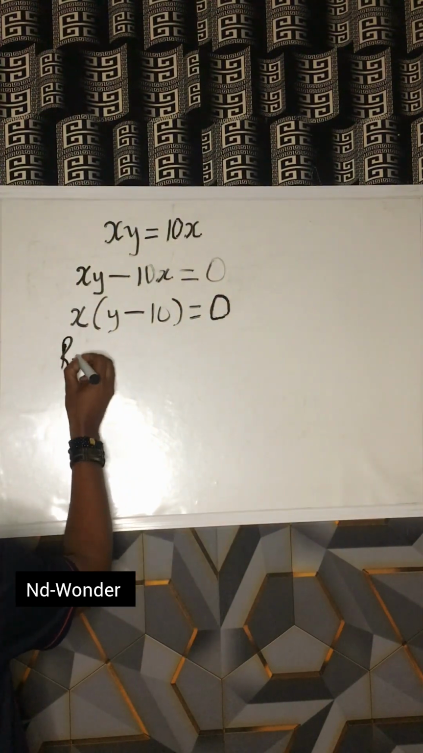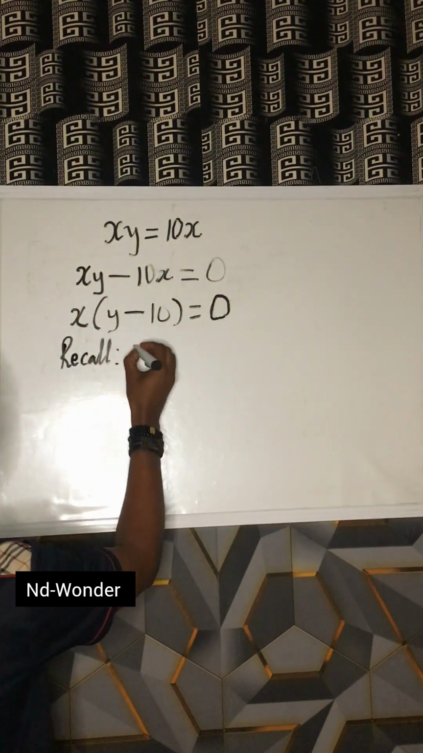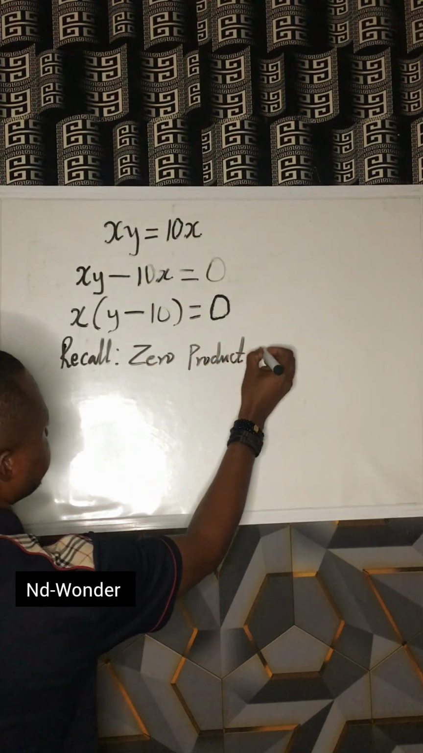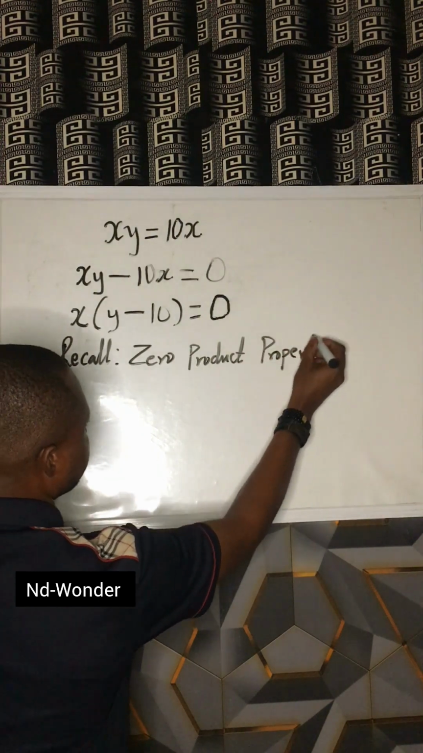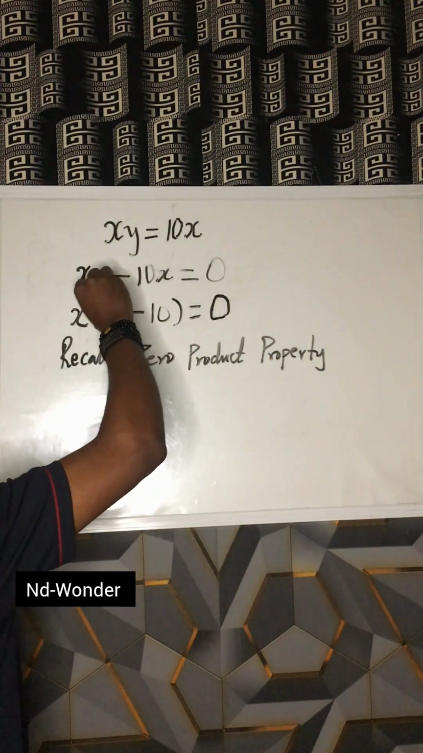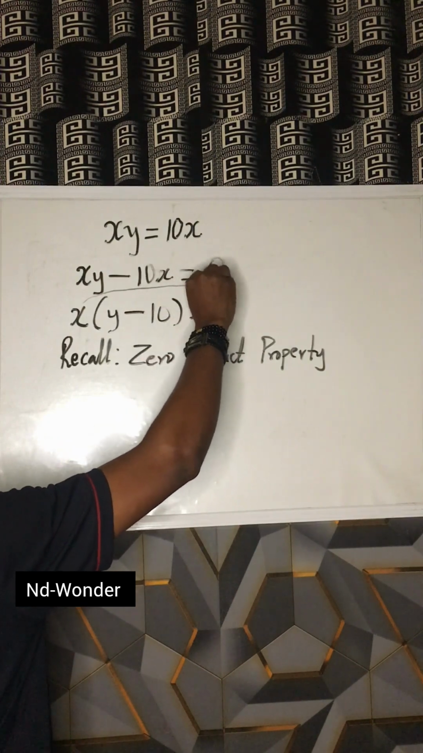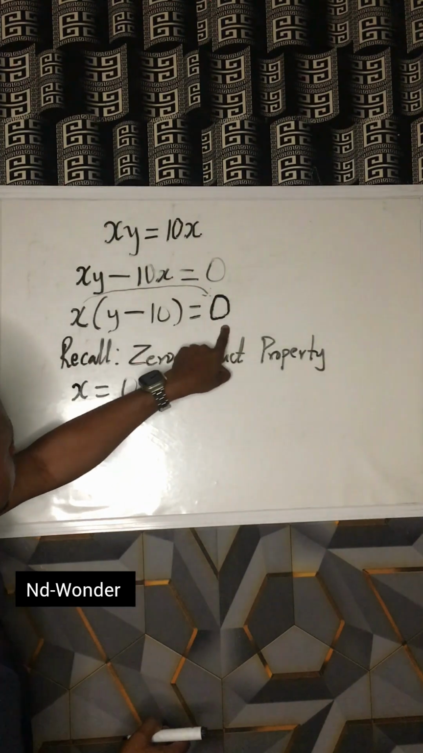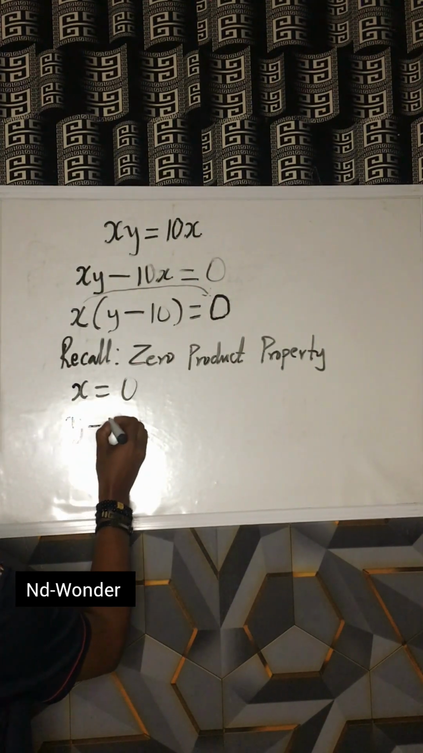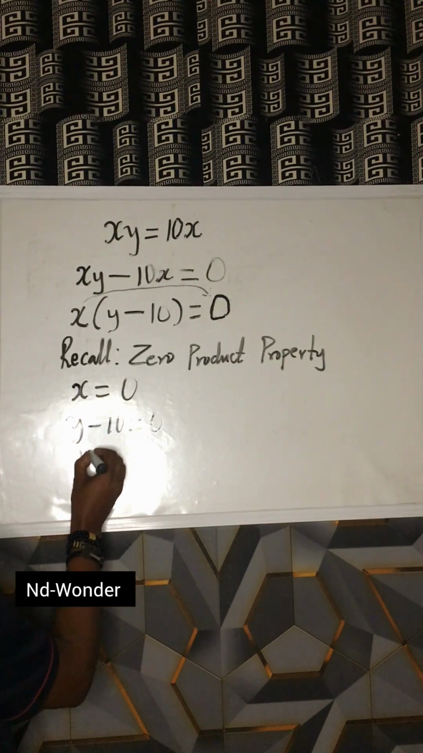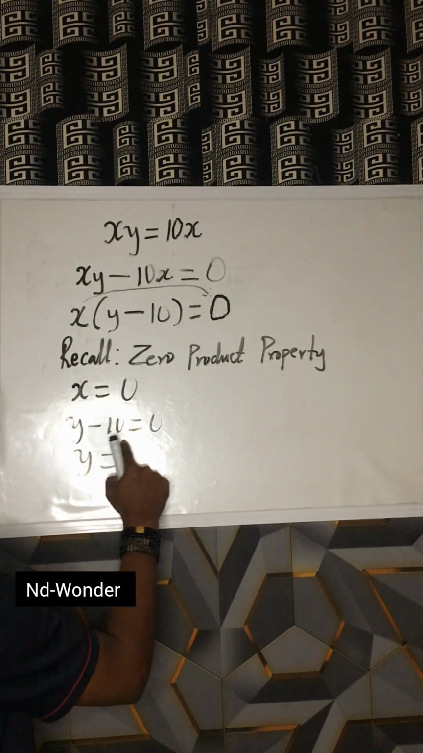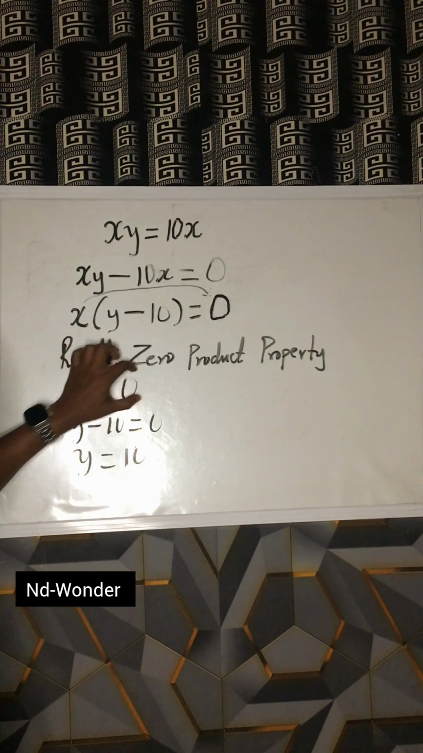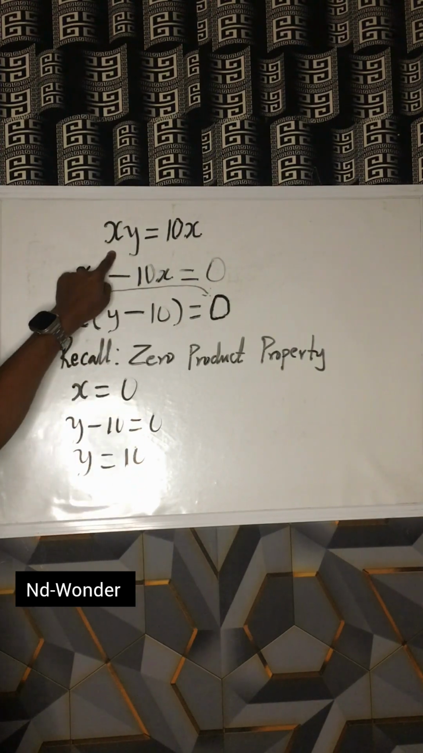Here we recall the zero product property. So x here can be equal to 0. We can say x is equal to 0. y minus 10 is equal to 0. In other words, if I add 10 to both sides, our y will be equal to 10. So in this case, our x is 0 and our y is 10. That is the solution to this.